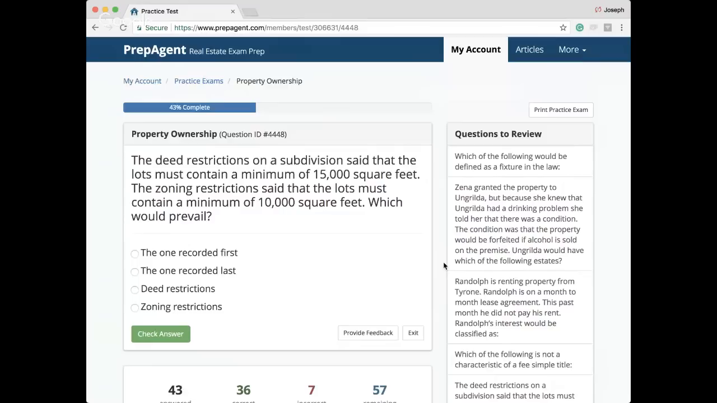Okay, deed restrictions on a subdivision said the lot must contain a minimum of 15,000 square feet. The zoning restrictions said that the lot must contain a minimum of 10,000 square feet. Which would prevail? The one recorded first, the one recorded last, the deed restrictions, or the zoning restrictions? This is a tricky one.